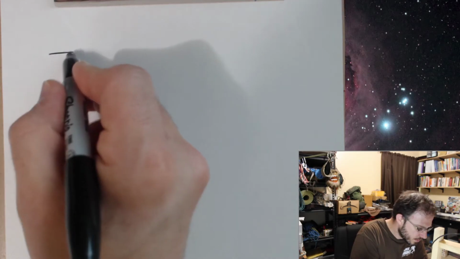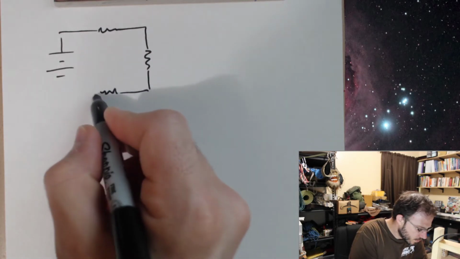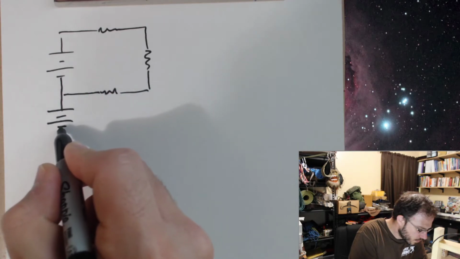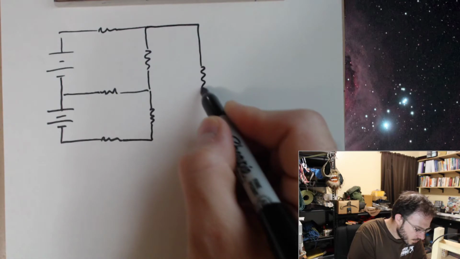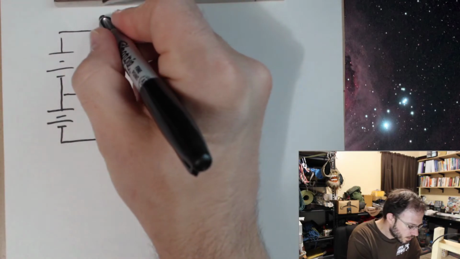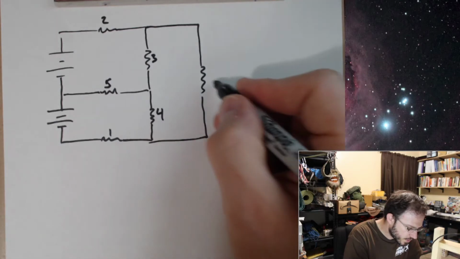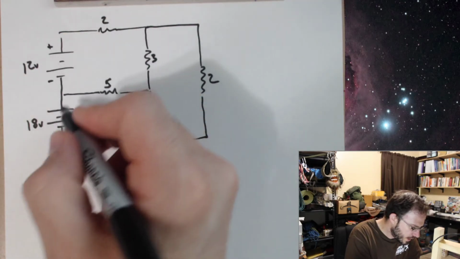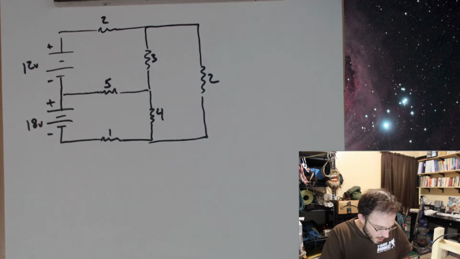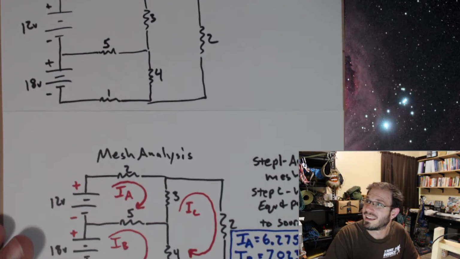Okay, let's go ahead and let's redraw our circuit. Two ohms, 5 ohms, 1 ohm, 3 ohms, 4 ohms, 2 ohms, 12 volts, 18 volts, plus, minus, plus, minus, and can I fit this all in?